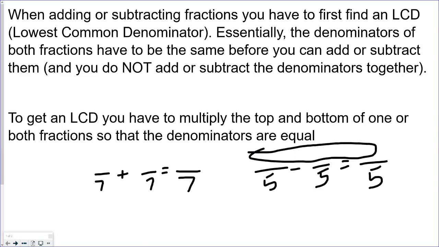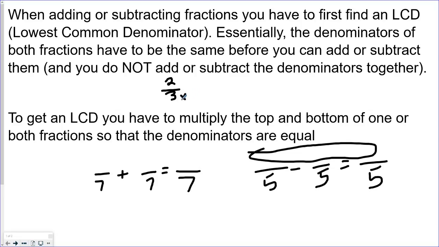Now, the trick is, what happens when your bottom numbers aren't the same? How do you get your two bottom numbers to be equal so that you can add or subtract? And the way you do this is through multiplication. So fractions have a rule that you can do anything you want to a fraction. Let's say I have the fraction 2/3. I can do anything I want to this fraction and still keep it the same as long as I do it to the top and the bottom, as long as I do it by multiplication or technically speaking division, but usually it's multiplication that we go with.